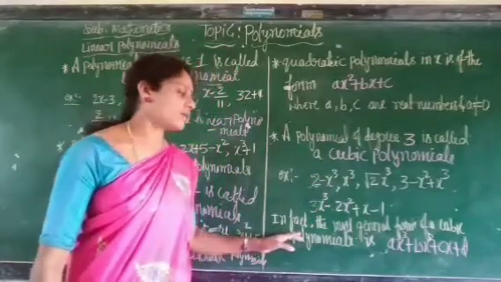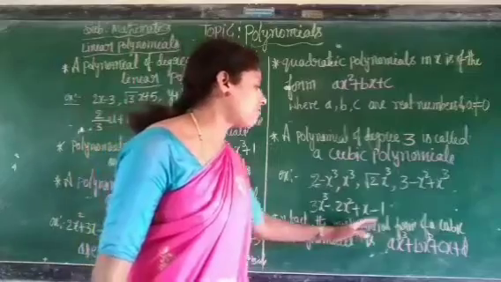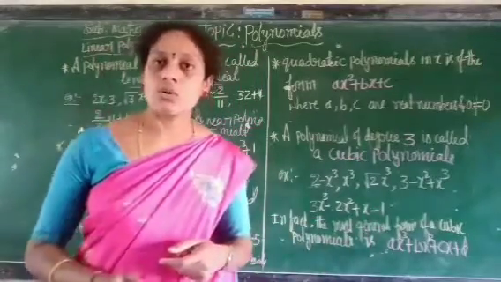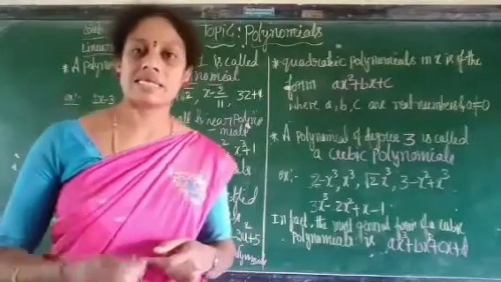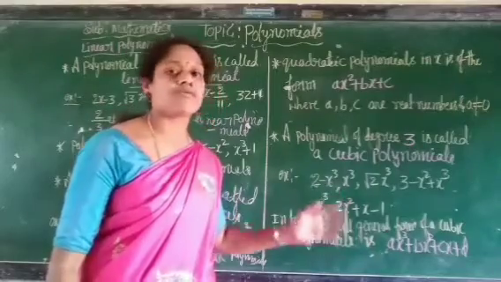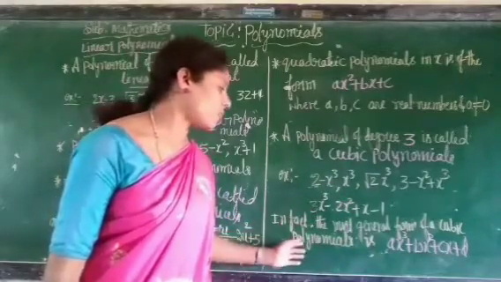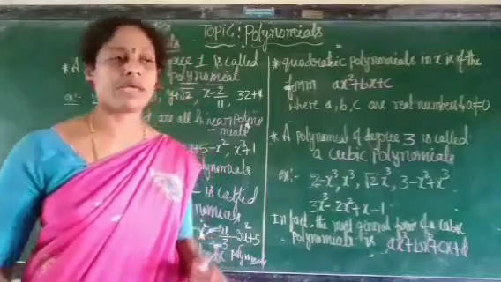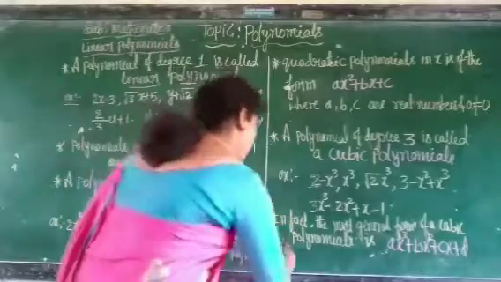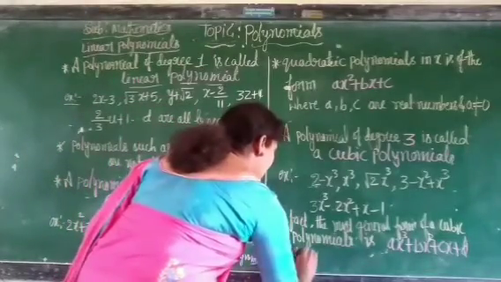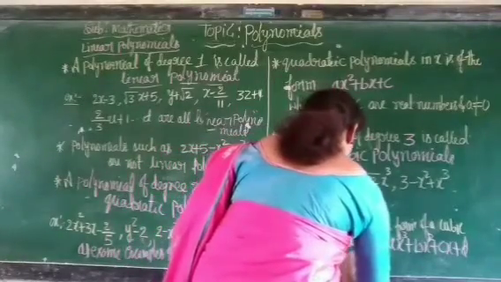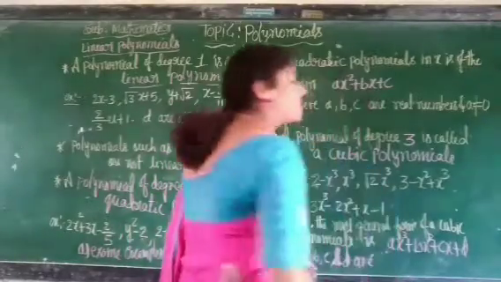So in fact, the most general form of a cubic polynomial is ax cube plus bx square plus cx plus d, where a, b, c, and d are what? Real numbers.